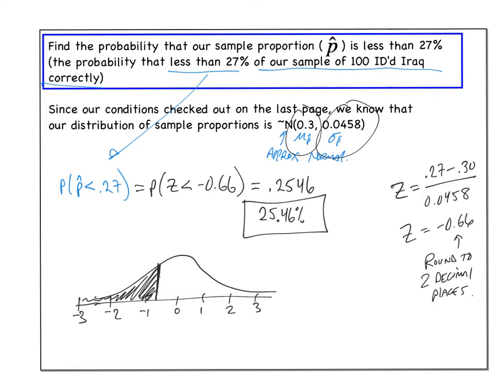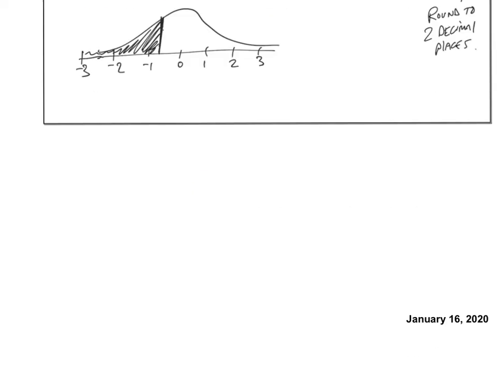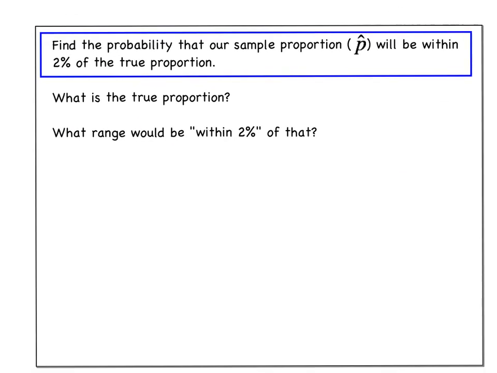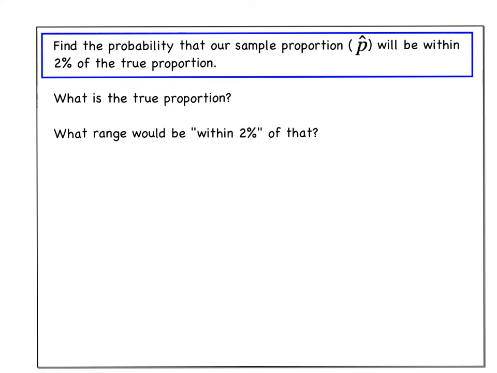All right, next one we're going to look at is we're going to find the probability that our sample proportion is within 2% of the true proportion. Okay, well, what is the true proportion? The true proportion was 0.30. Remember the stats fairy said so?